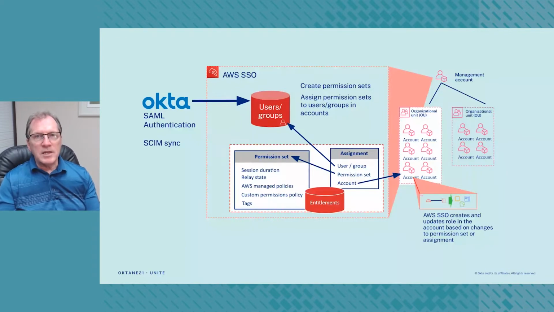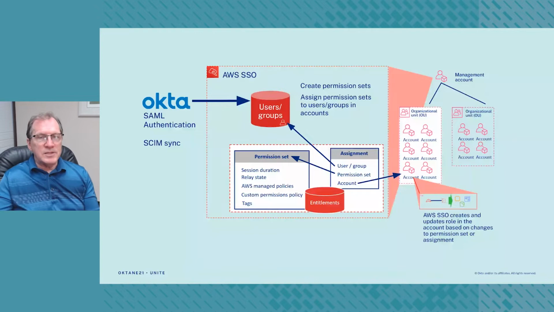A permission set is a role definition, and it includes things like the session duration, the AWS managed policies that might be attached to it, and custom policies that you might create for your resources. The assignments link a user or a group to a permission set in an AWS account. So once an administrator makes that assignment, AWS SSO then creates a role in the target account and sets up a trust policy so that the assigned user can assume that role.